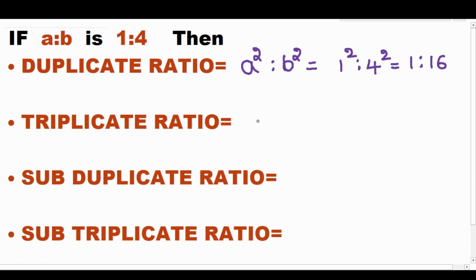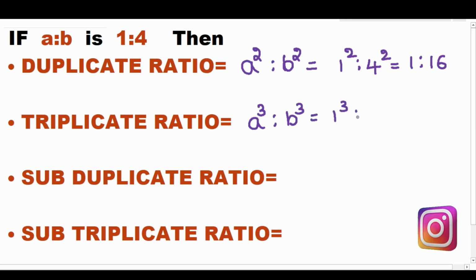We also learned about the triplicate ratio. Triplicate ratio is nothing but A cube is to B cube. So that's 1 cube is to 4 cube. So we get 1 is to 64. The triplicate ratio of 1 is to 4 is 1 is to 64.